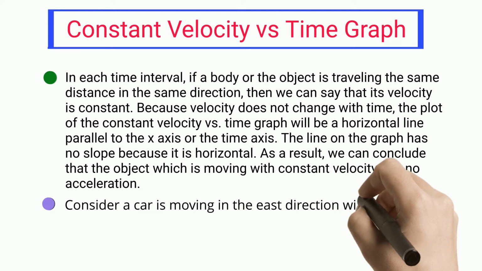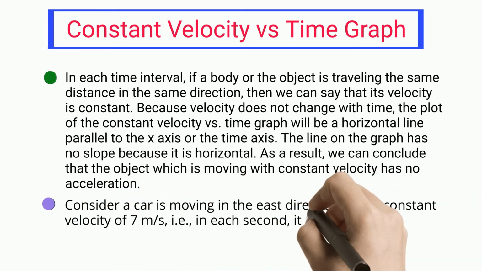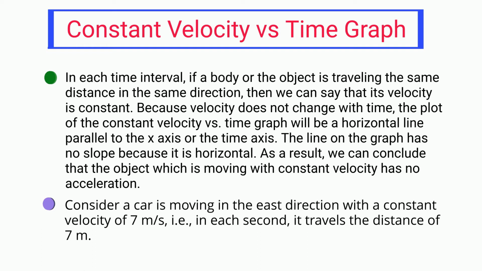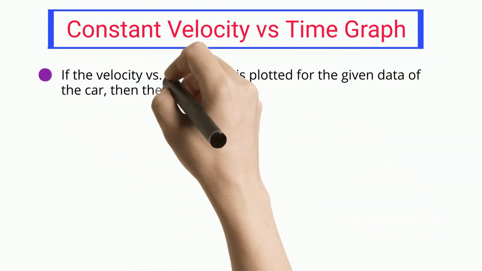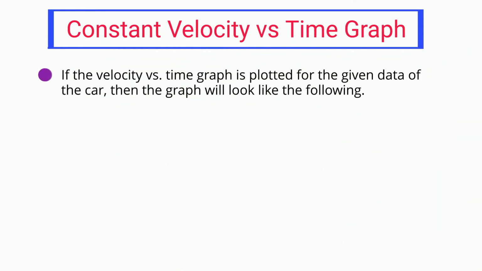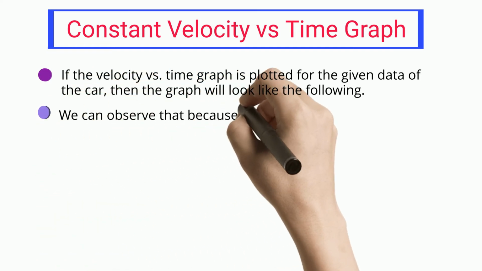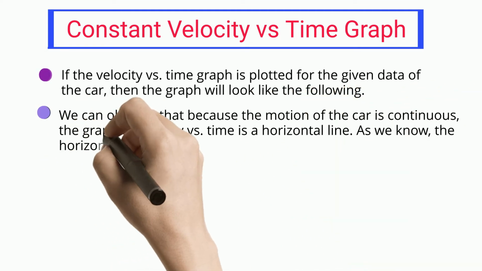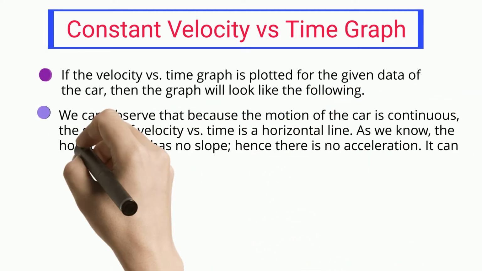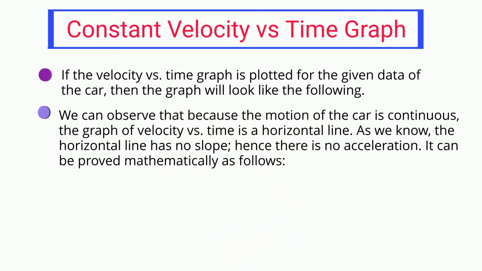Consider a car is moving in the east direction with a constant velocity of 7 m/s, i.e., in each second, it travels the distance of 7 m. If the velocity versus time graph is plotted for the given data of the car, then the graph will look like the following. We can observe that because the motion of the car is continuous, the graph of velocity versus time is a horizontal line. As we know, the horizontal line has no slope, hence there is no acceleration. It can be proved mathematically as follows. a equals 0 meters per square second.